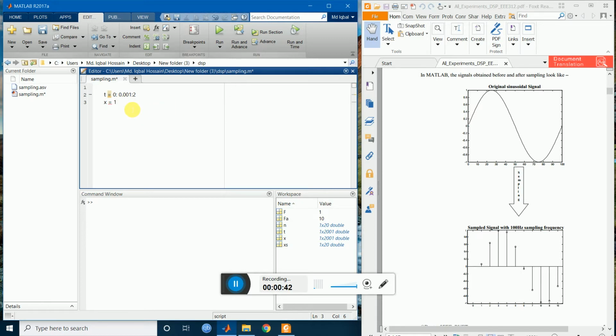So x will be 10 sine 2 pi. Let's give a frequency out there. Let's frequency be f and t. So let's define frequency as 1.